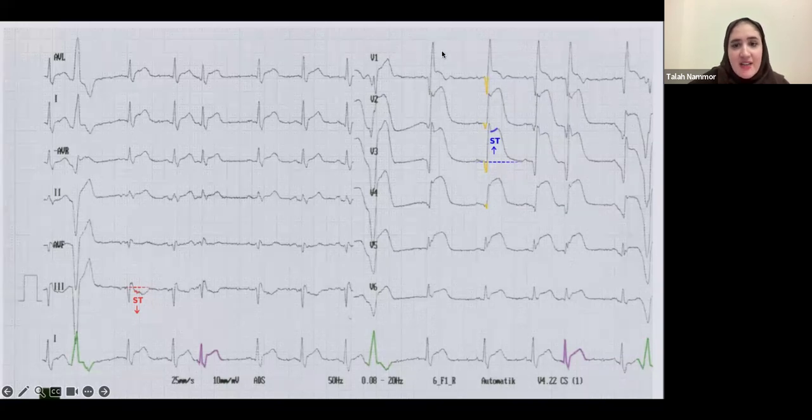So we have ST elevations from leads V1 to V6. So we're thinking of, isn't it diffuse? It's not diffuse actually, because if you look at aVL, maybe it's a bit elevated, but it's not as elevated.